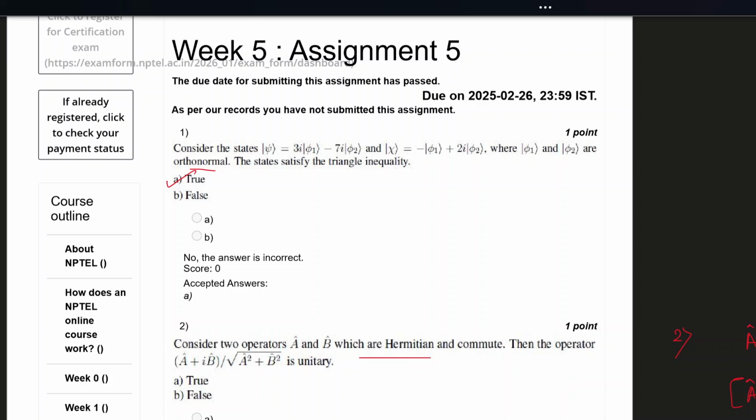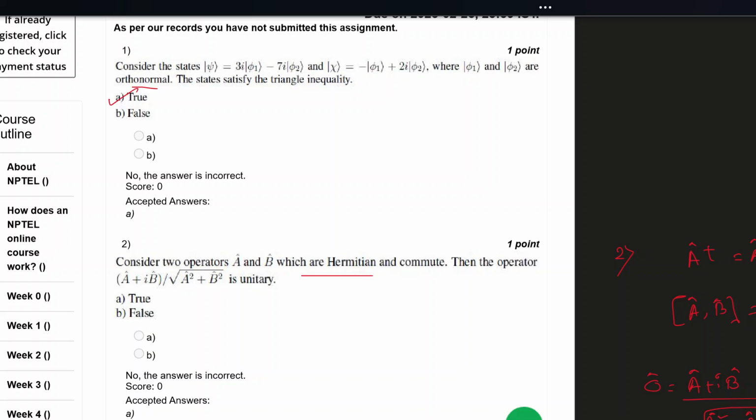Now it is asked in the question that operator A plus iB. So let us write down this new operator. Let's say this is operator O, which is formulated by some combination of A and B, A plus iB by root over of A squared plus B squared. Now, how to prove that this is unitary? So, first of all, to say that this is unitary, you have to satisfy this condition that O dagger O equal to I to be unitary. So, this you have to check whether this condition is satisfied or not.